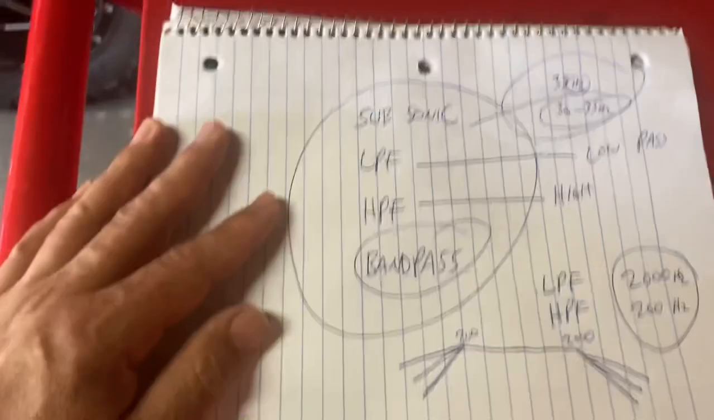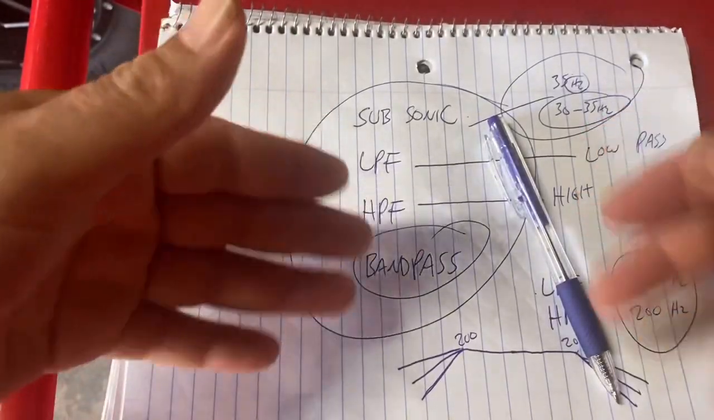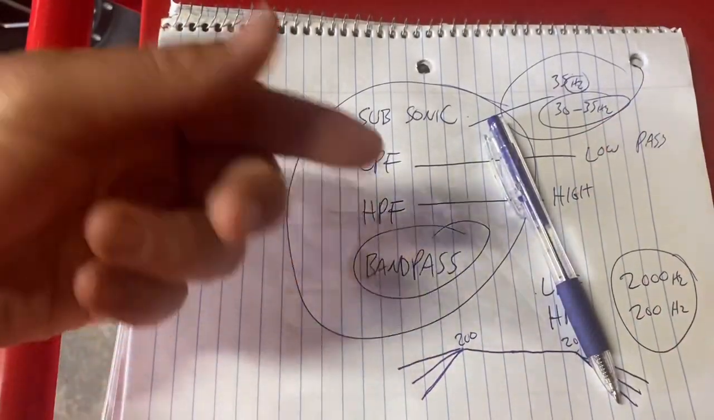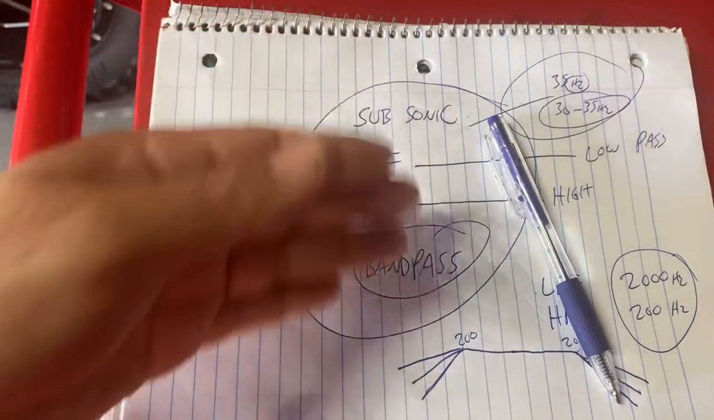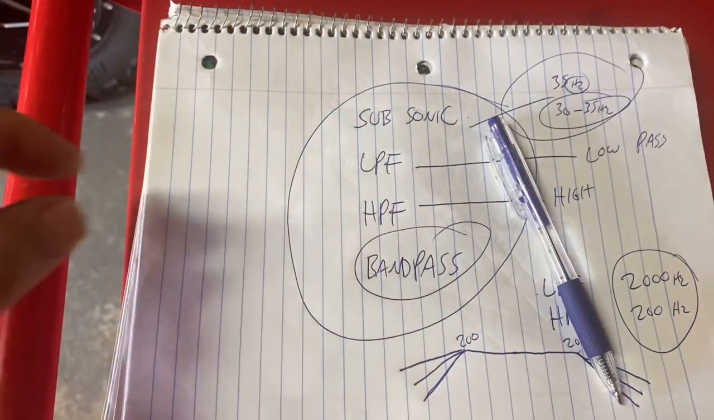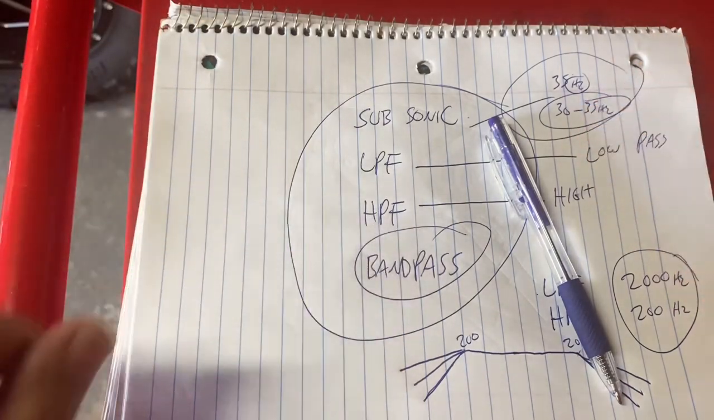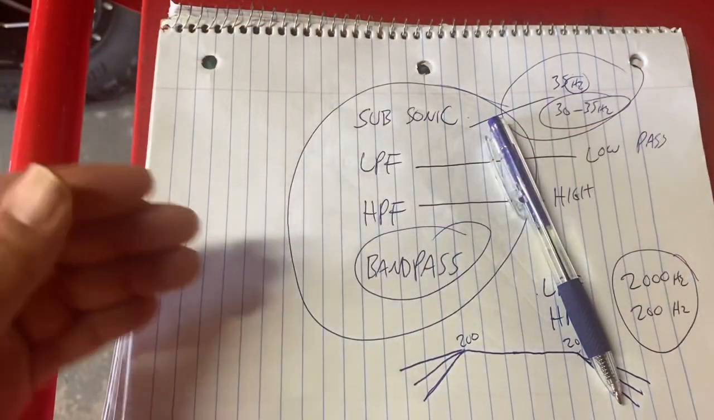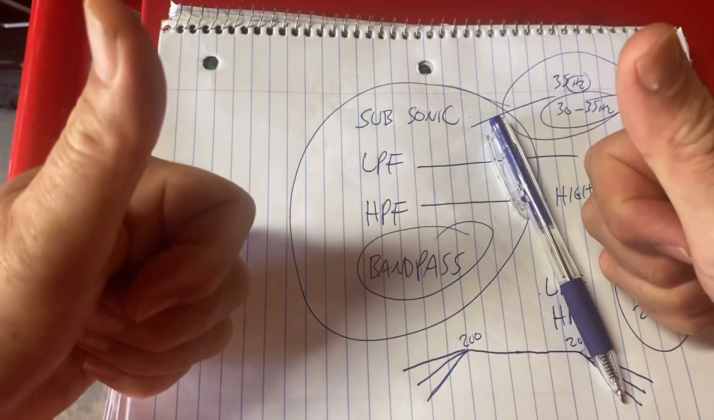So that's really it, all I got for you guys. I hope everybody has a better understanding of how your filters work, how your dB per octave slope works, and how you can manipulate your graphic EQ and equalizer head unit, adjusting your filter frequencies to create the perfect balanced soundstage.